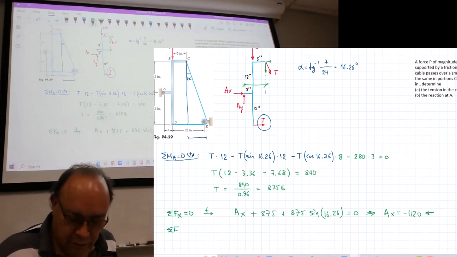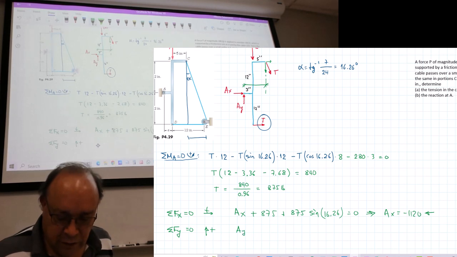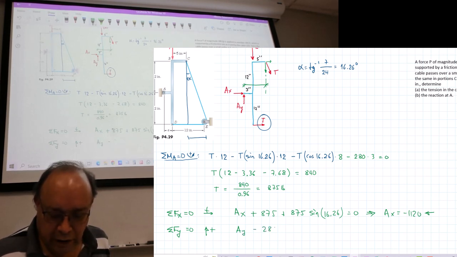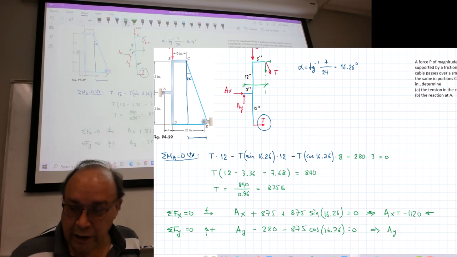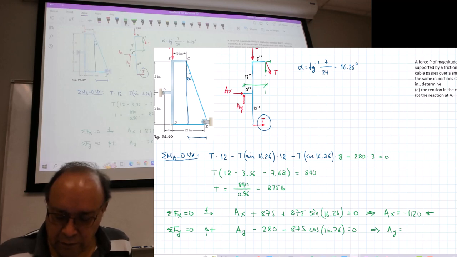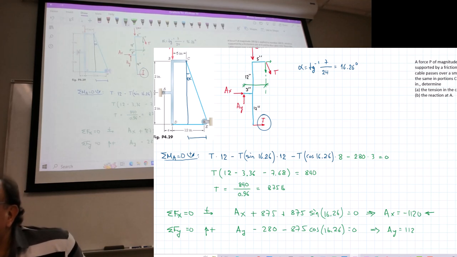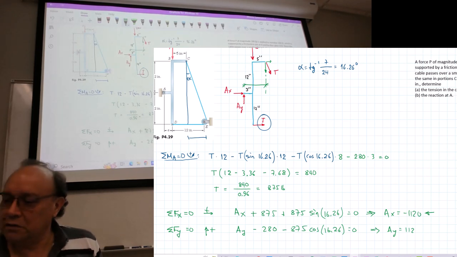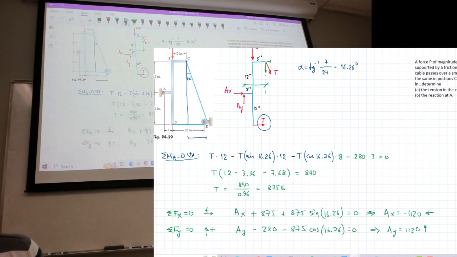And then summation of forces in the y direction equals zero. I'm gonna say positive going up. So Ay minus 280 and minus T, 875 cosine 16.26 equals zero. From here you should get 1120. I get positive 1120. Oh, sorry. Oh, 1120. Oh, that's so weird. 1120 going positive, so going up. Oh, both are the same magnitude. That's funny.